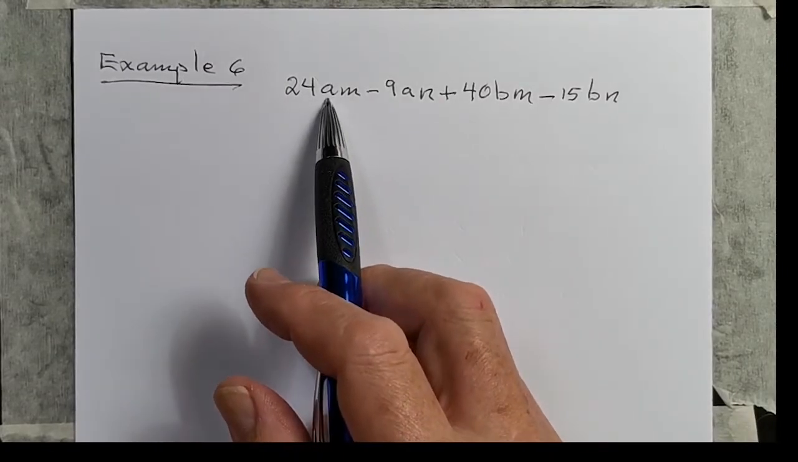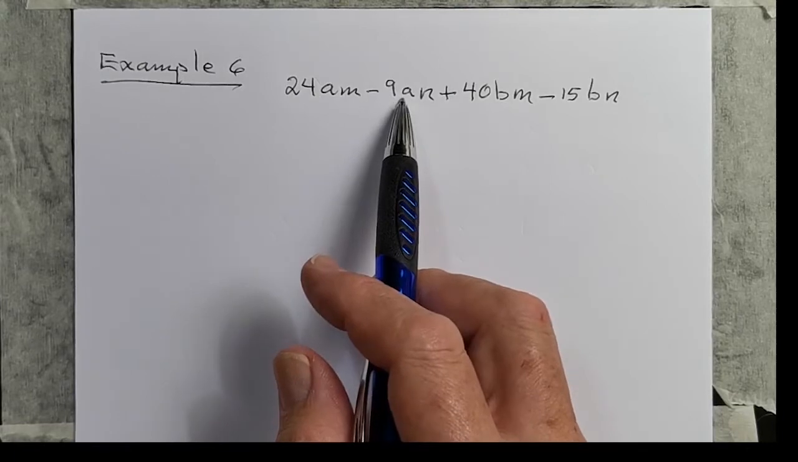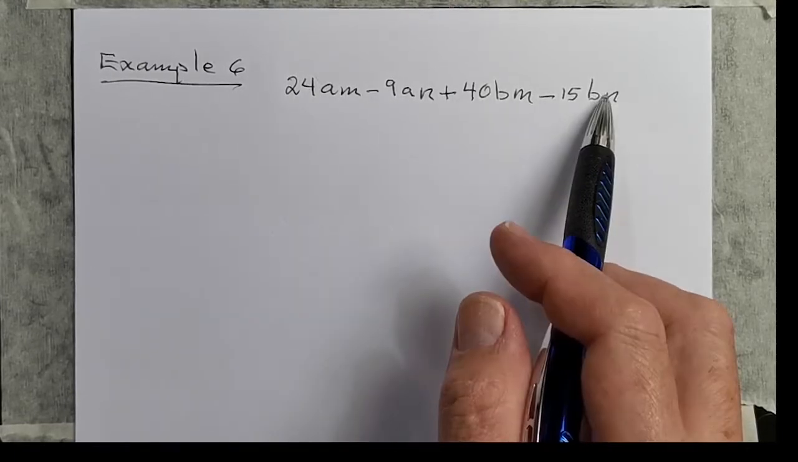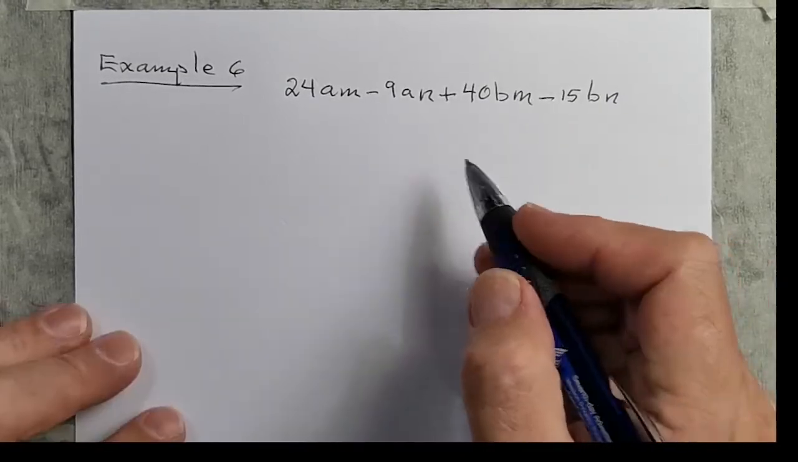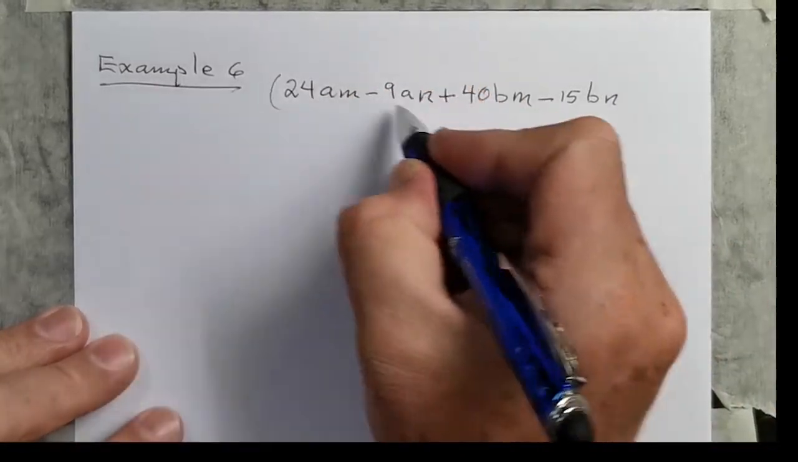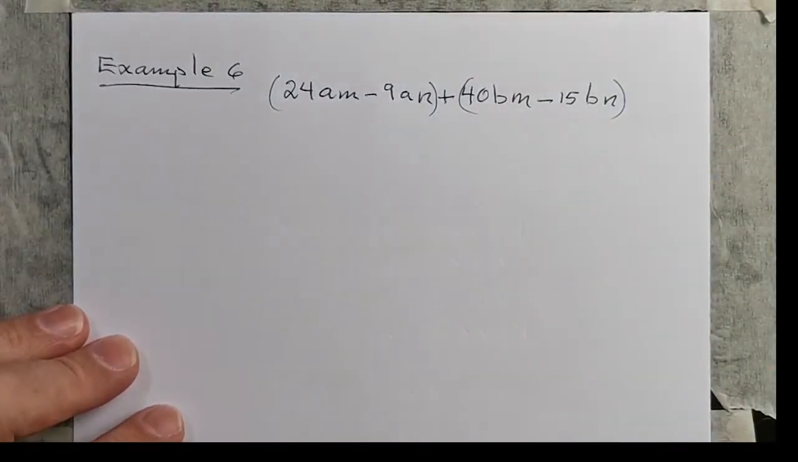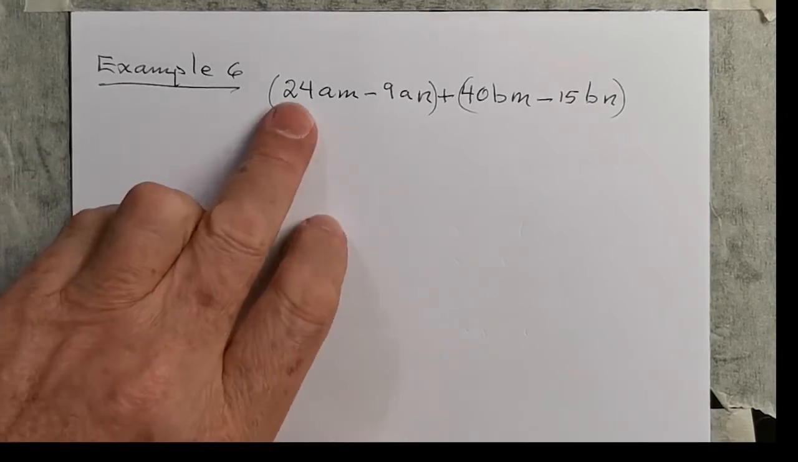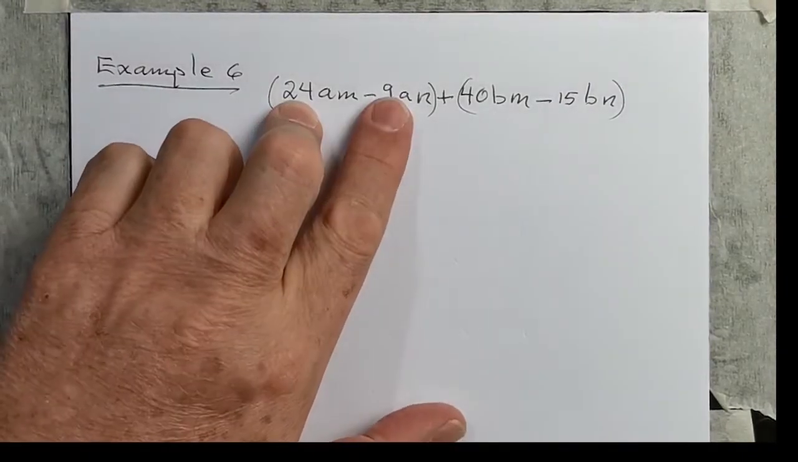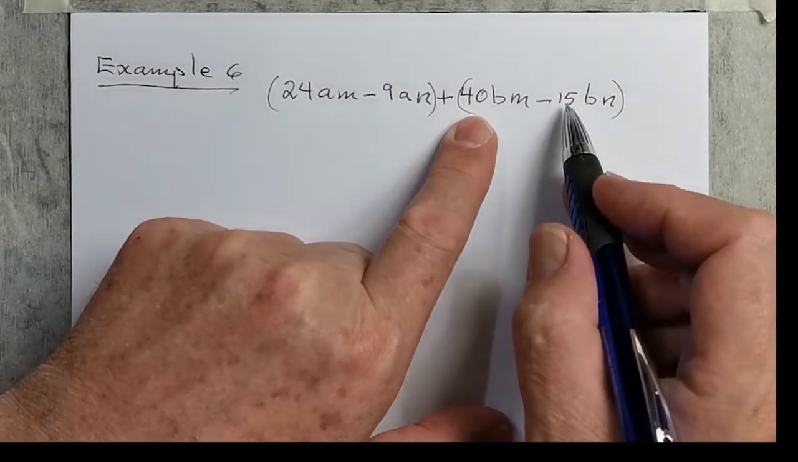We see we have an A and an M, an A and an N. Both of these have an A. Neither one of these have an A, but both of these have a B. So if I consider them as follows, then I can factor something out, the greatest common factor. Notice 24 divides by 3, so does 9. Over here, 40 divides by 5, and so does 15.